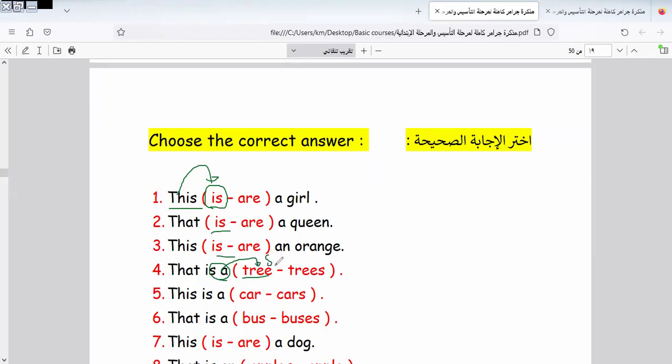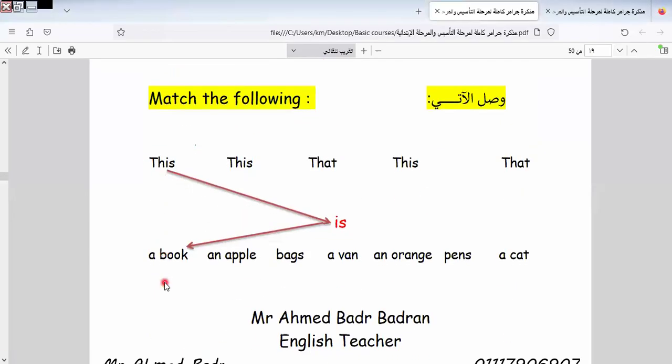Okay. When we talk about plural, we have another demonstrative pronoun used for plural near and plural far. We will learn it later after we finish this item. Okay. This is a car. I answered five of them, and I will leave the rest for you to do by yourself. I will leave the link of the booklet below the video to download it and practice what we took today. Okay, here is match the following.